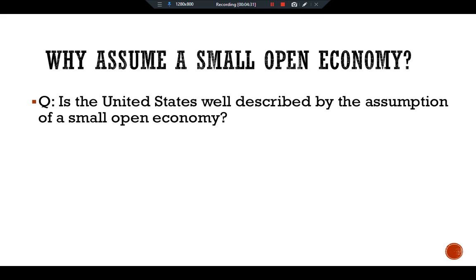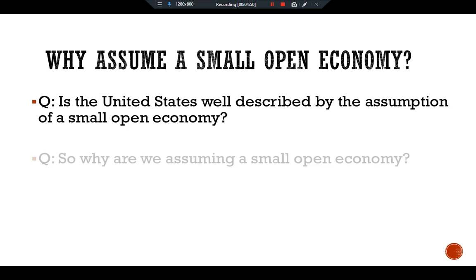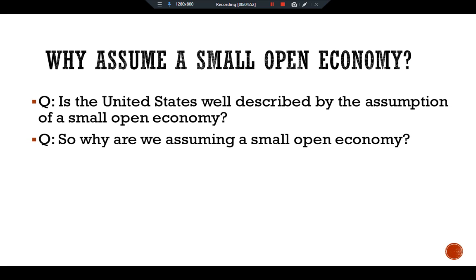The United States does borrow and lend in world financial markets, and these markets exert a strong influence over the US real interest rate. But it would be an exaggeration to say that the US real interest rate is determined solely by the world financial market. The second question is, so why are we assuming a small open economy?